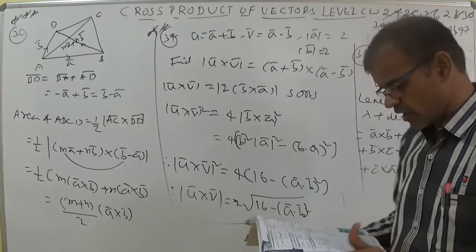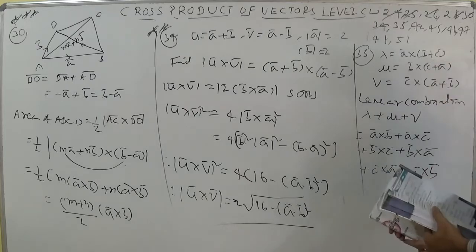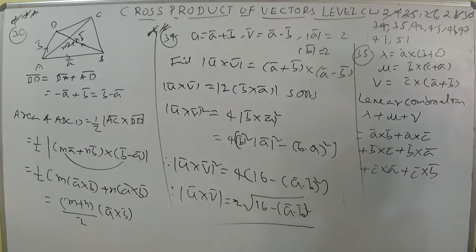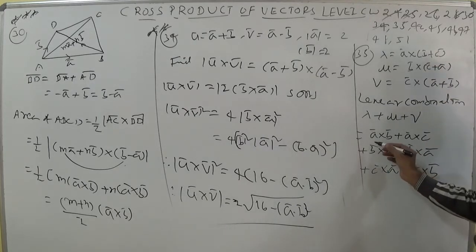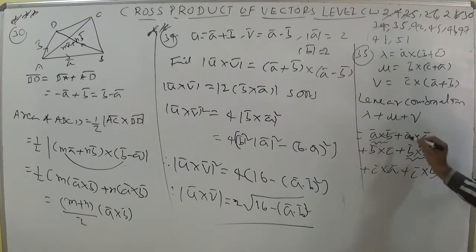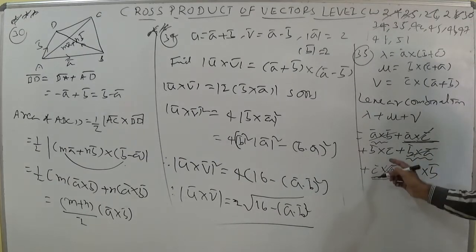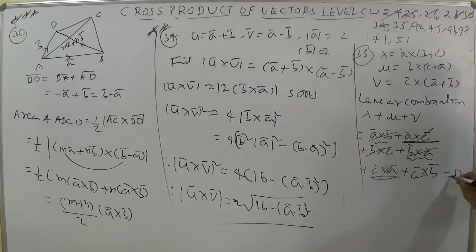Why are you calculating the linear combination? According to the question, he is discussing the coplanar concept. The linear concept is linearly dependent, coplanar and collinear, the same concept according to vectors. So here a cross b and b cross a: b cross a is negative of a cross b, so they get cancelled. Here a cross c and c cross a also get cancelled. B cross c also gets cancelled. So it becomes 0 bar, a zero vector.